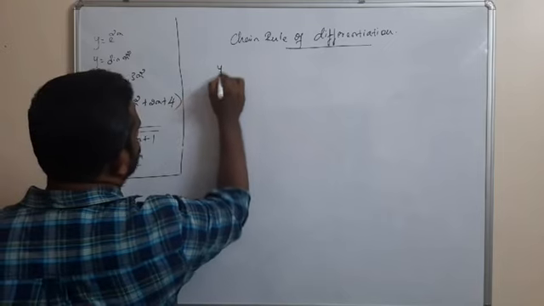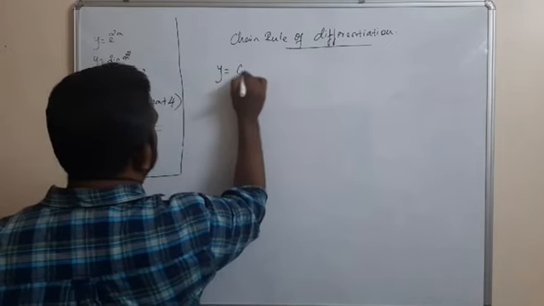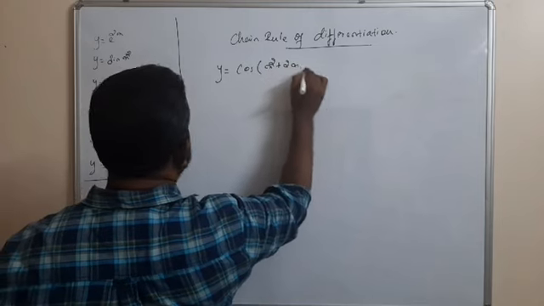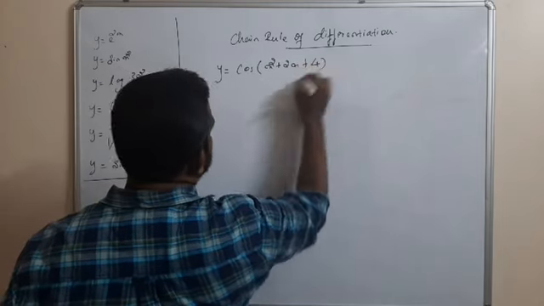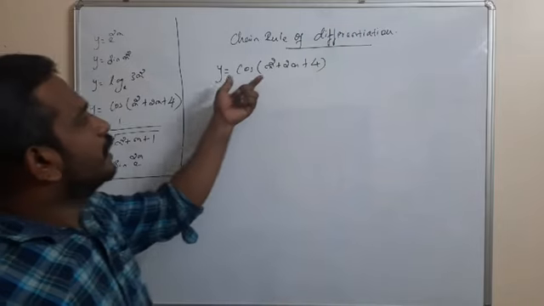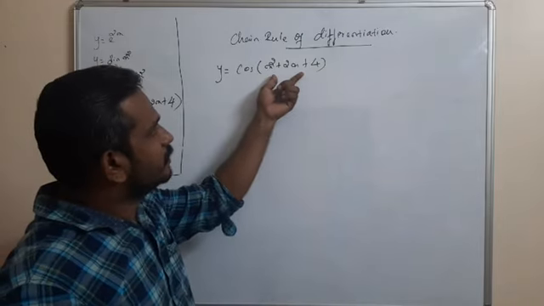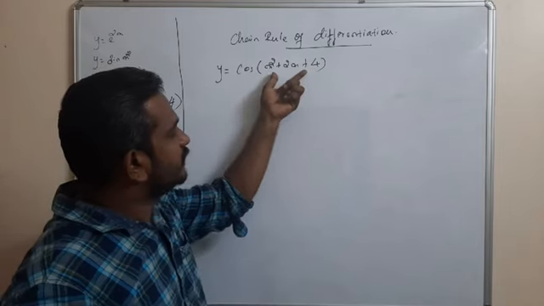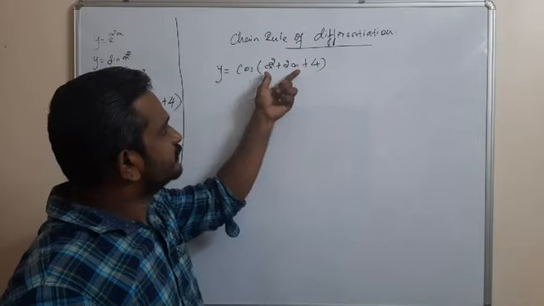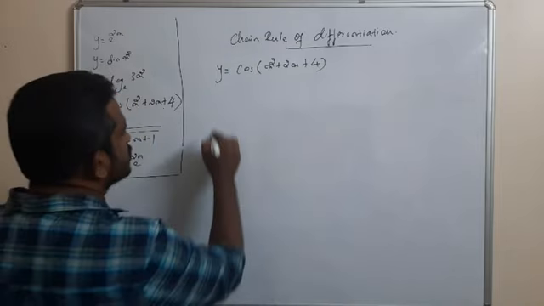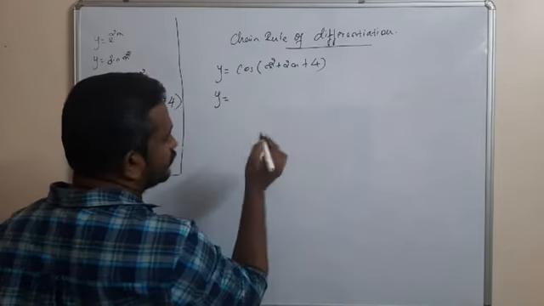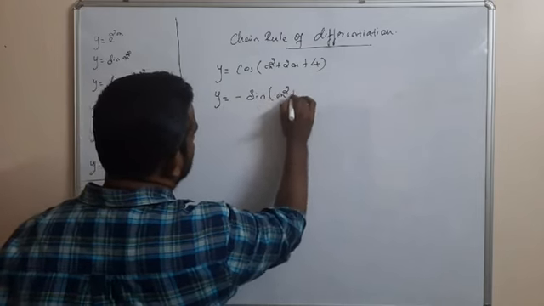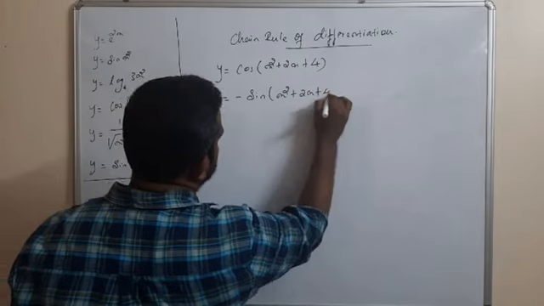y is equal to cos of x square plus 2x plus 4. So cos x. Instead of x we have x square plus 2x plus 4. So consider this as x, that is x square plus 2x plus 4. So y is equal to cos x, differentiation is minus sin x. So minus sin of x square plus 2x plus 4.